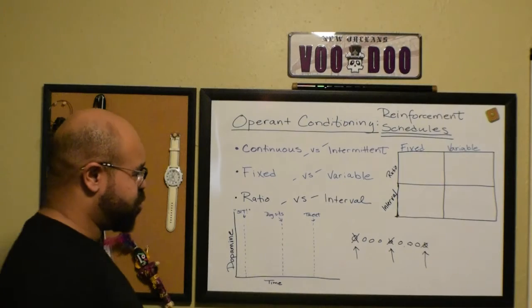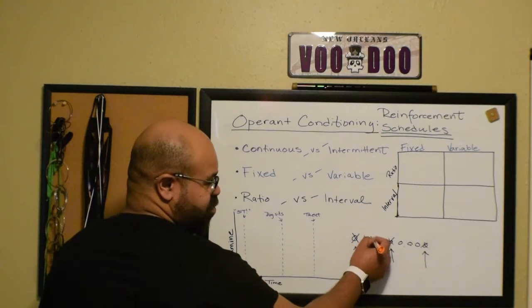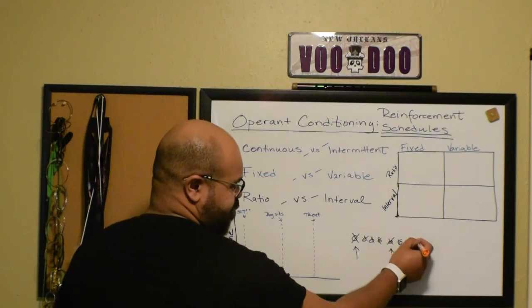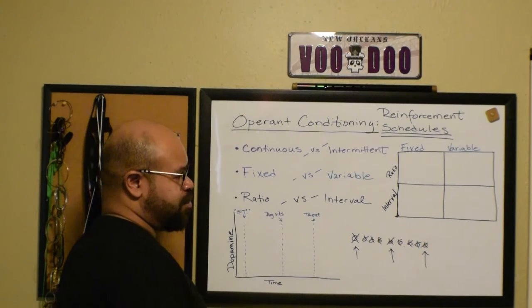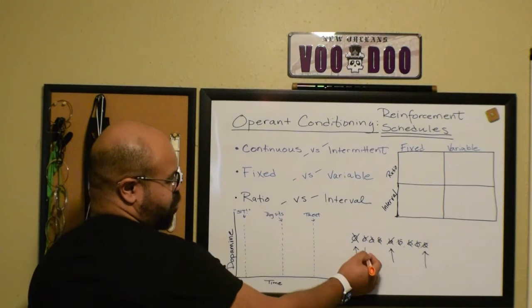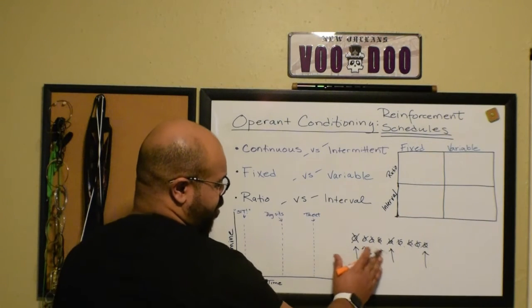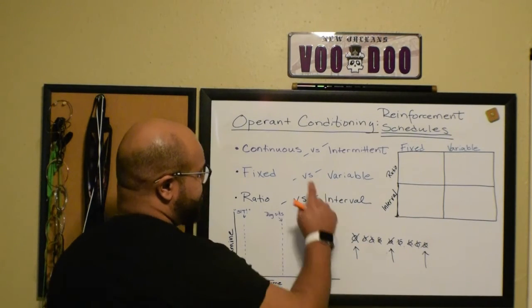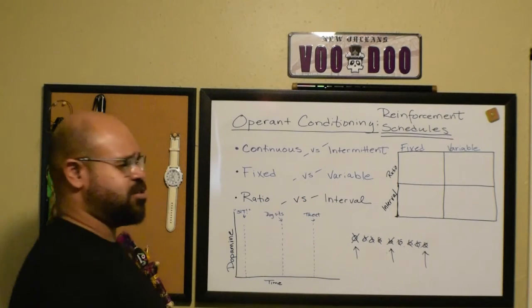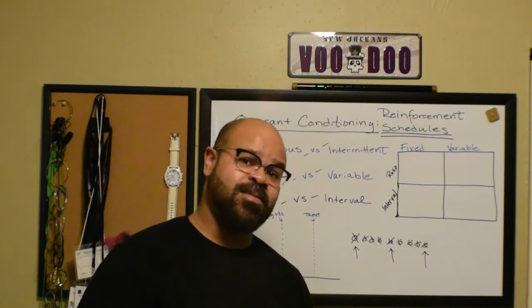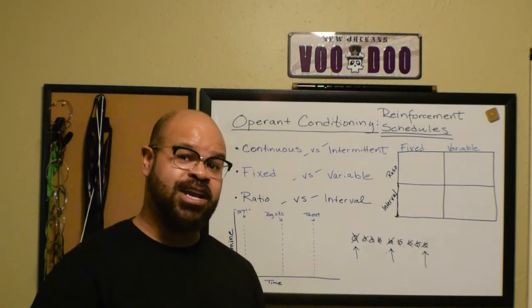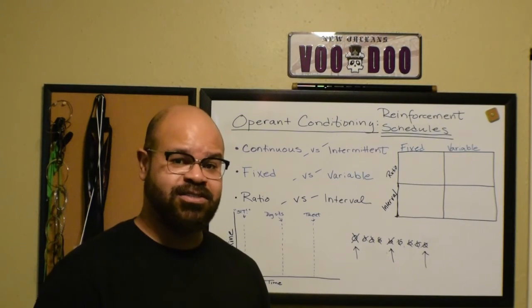This is one, of course, where it could be continuous, right? I could give him a treat every time, and that would still be a fixed schedule, right? Because it's still fixed at 1. But what we're talking about is a schedule generally that's going to be an intermittent and fixed schedule, where I'm not giving it to him every time, but I am giving it to him regularly on some sort of fixed schedule.